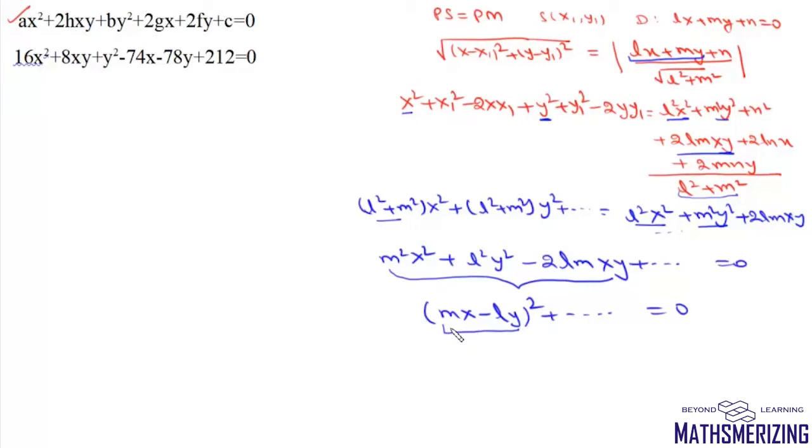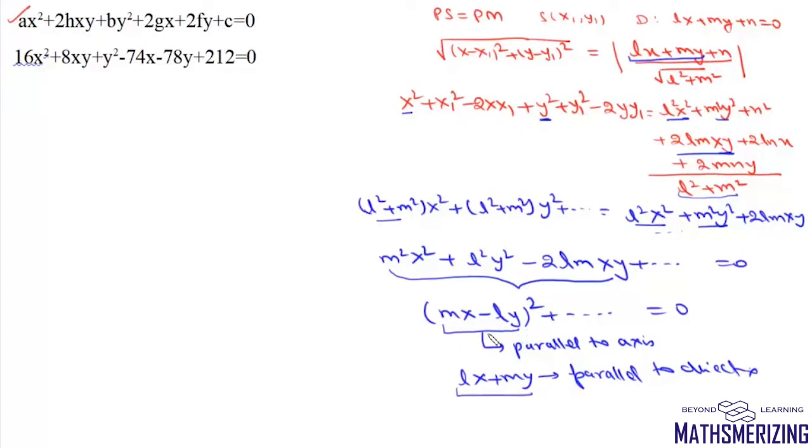So basically it will be a line which is perpendicular to directrix, and any line perpendicular to directrix will be parallel to axis. So I can take this Mx minus Ly as any line parallel to axis, and if I consider any line perpendicular to this line, suppose I'll take Lx plus My, that line will be parallel to directrix. So what I'll do is, from this perfect square, I'll change the axis parallel to axis and directrix of parabola. And how do we do that?